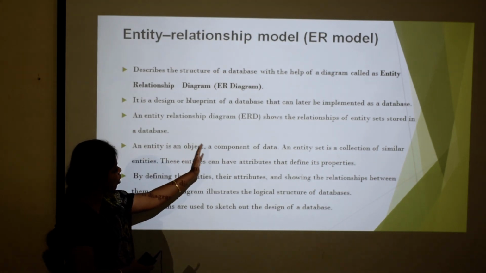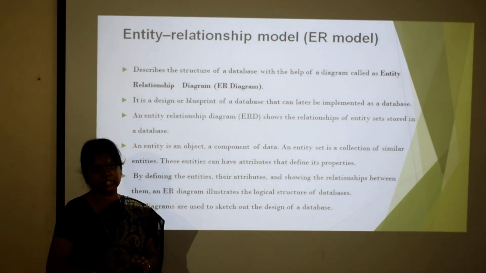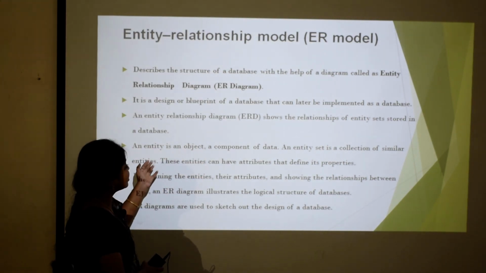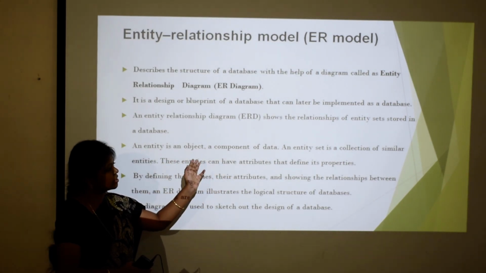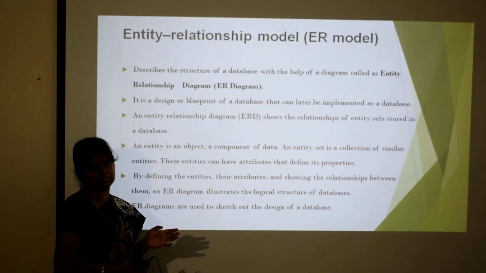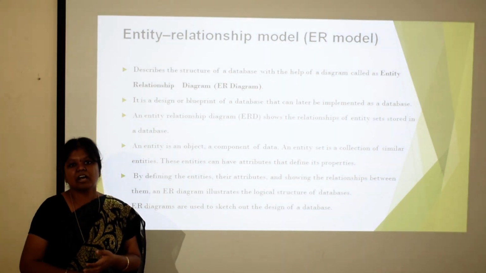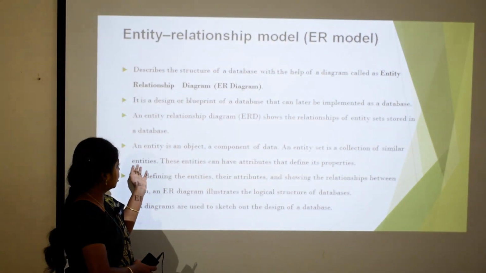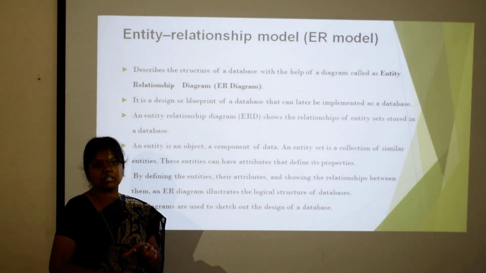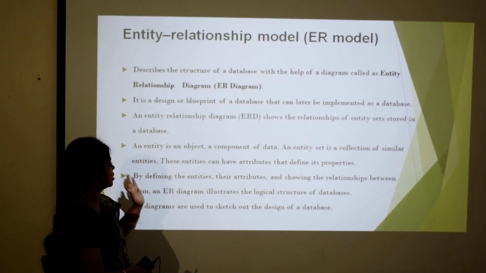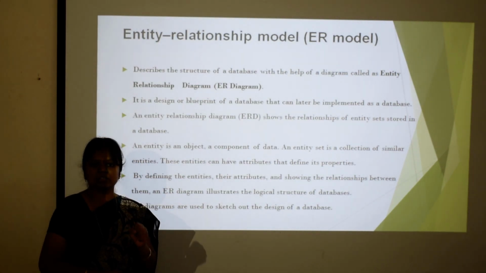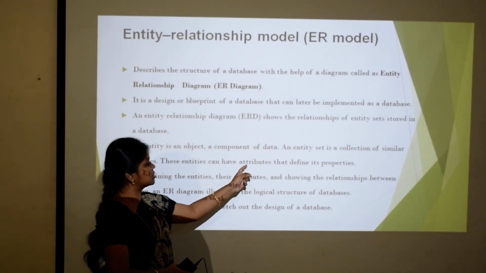So entity is an object. So that is a component of data. And next, entity set. Entity set means it is a collection of similar entities. You have many entities out there, and if you are collecting similar entities, it is an entity set. So not only the entity, next you have to know what an attribute is.